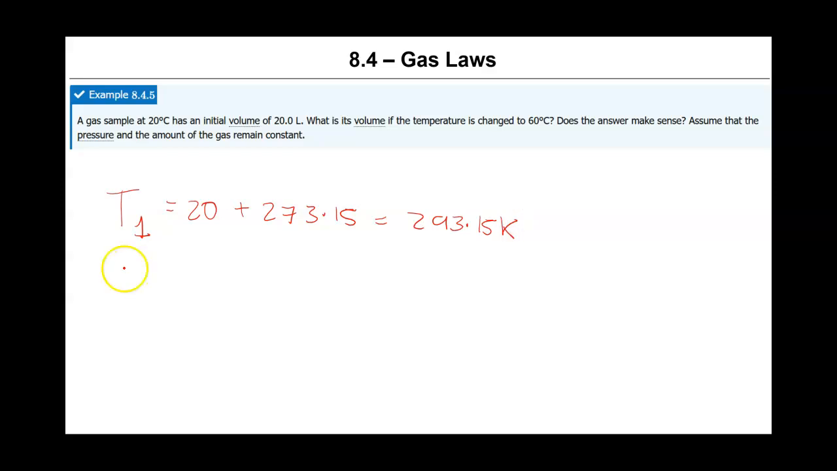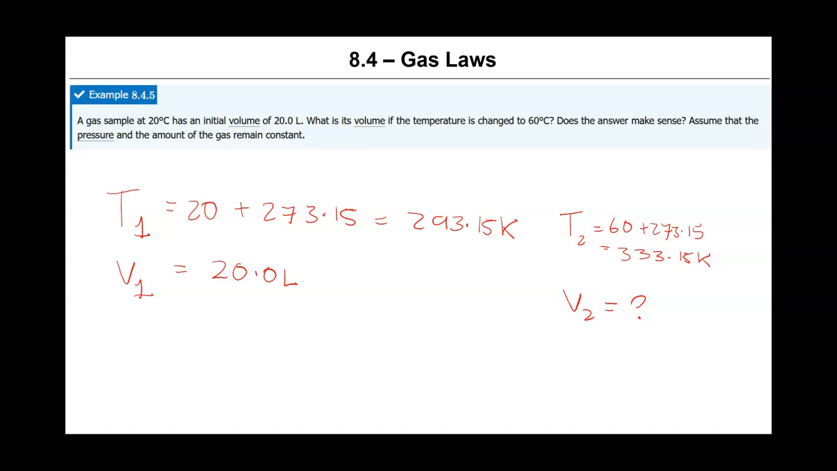Has an initial volume of 20 litres. So the volume that goes with that is 20 litres. And V2, or V final, is what we're trying to solve for, if the temperature is changed to 60 degrees Celsius. So T2 is going to equal 60 plus 273.15, which equals 333.15 Kelvin.